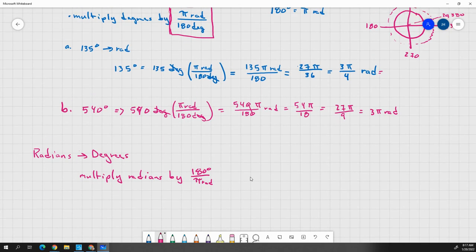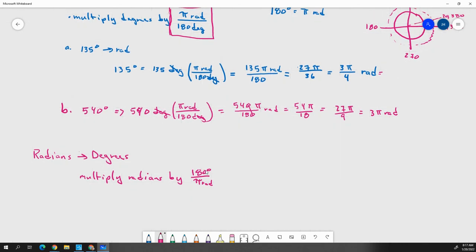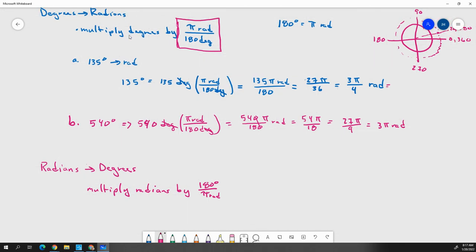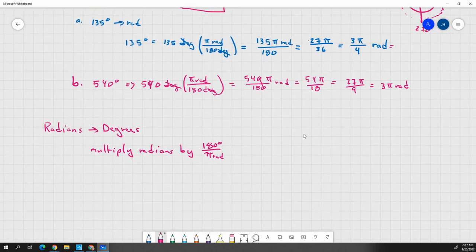So notice, whatever you're multiplying by, whatever you're trying to get rid of, is what you're going to have on the bottom. If you're multiplying times radians to get degrees, you want radians on the bottom. You want pi on the bottom so that you can cancel the radians. Here, when you're multiplying by degrees and you want to get to radians, make sure that your degrees is on the bottom so that you can cancel the degrees. Does that make some sense?